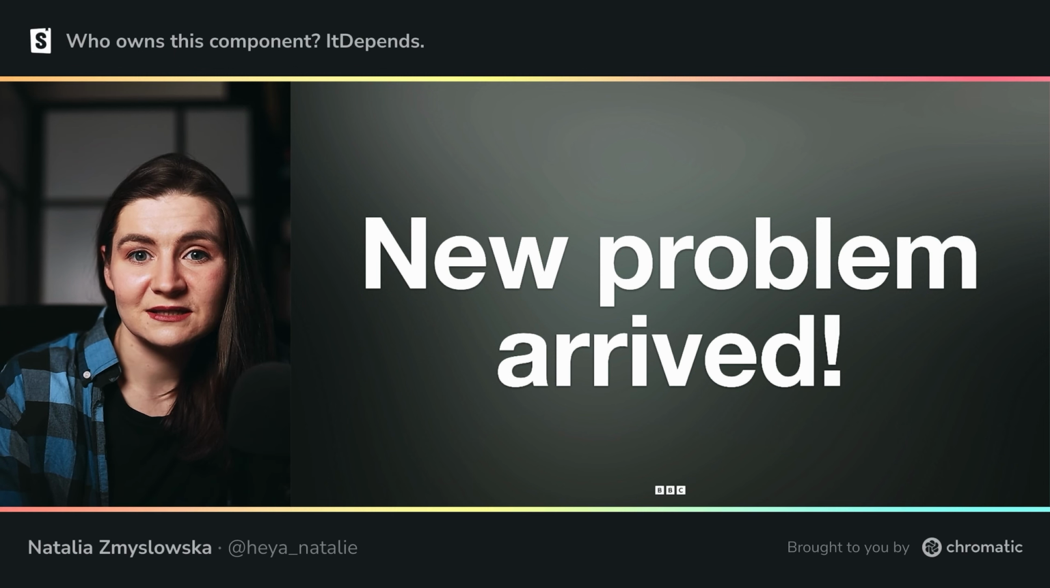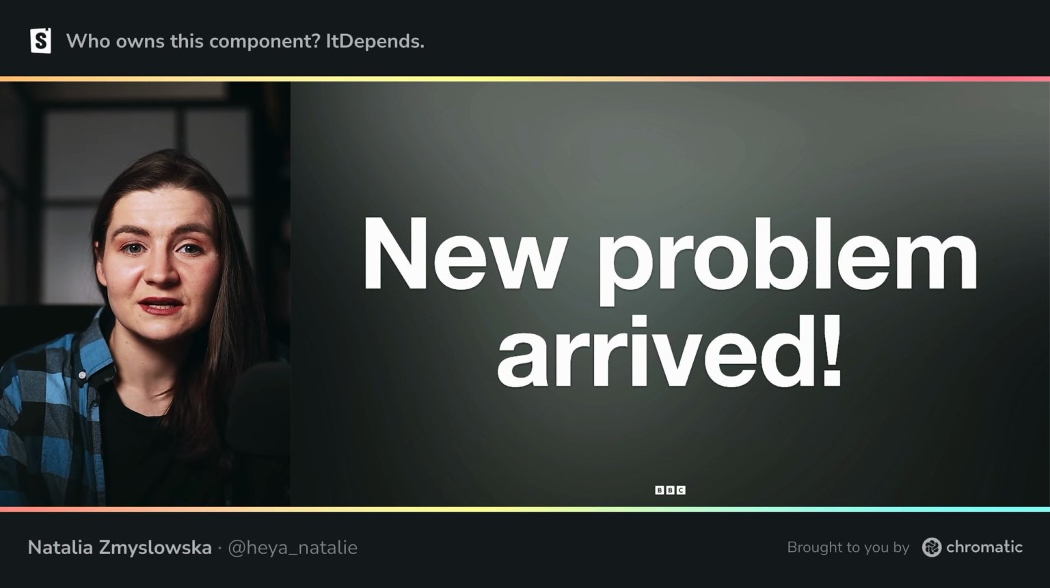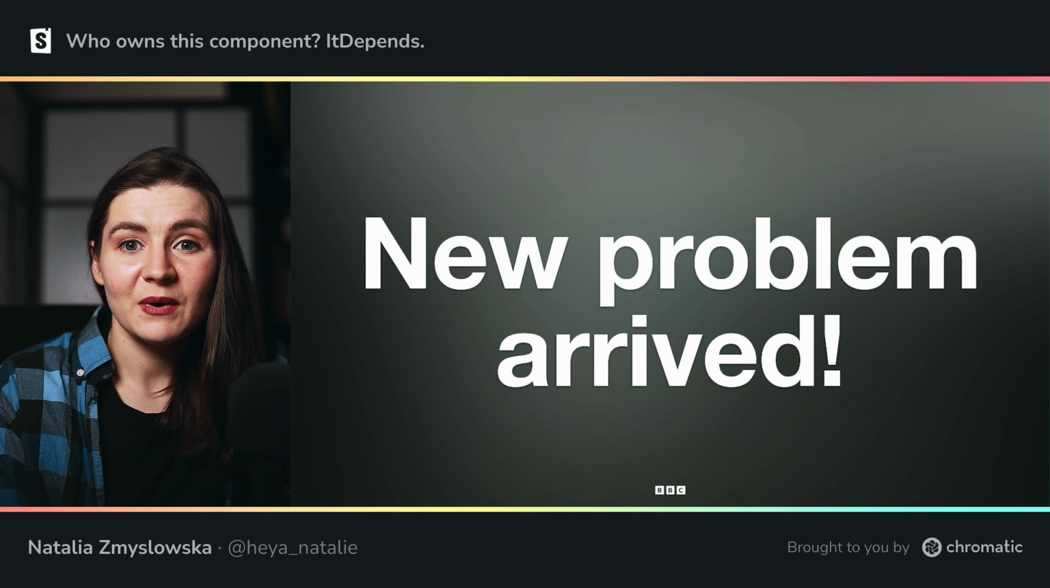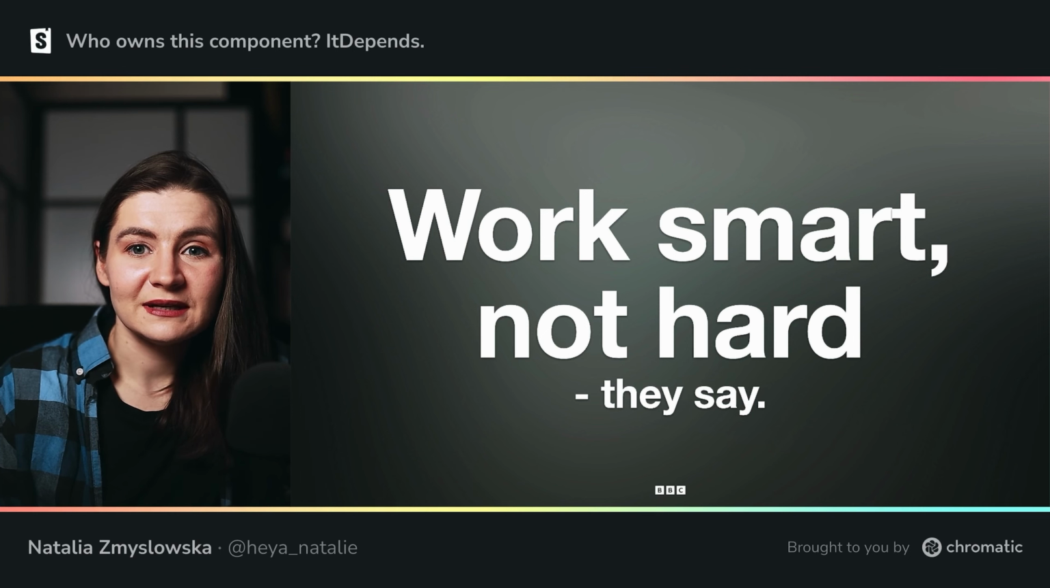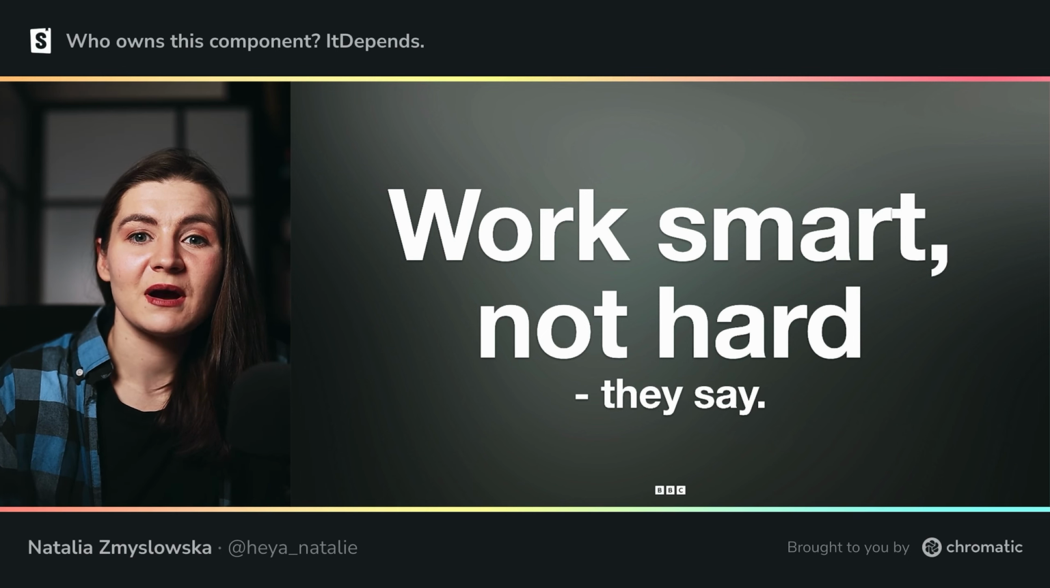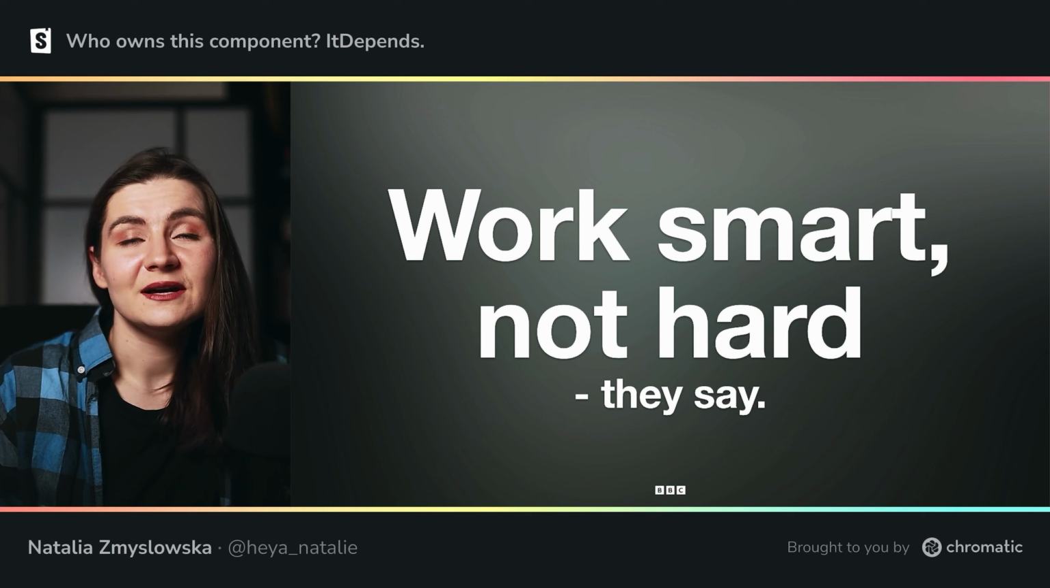On top of that, new components are added and used in new ways by different teams, so that data would change regularly. This would be really difficult to maintain over time. We didn't want to manually create and maintain the data for the theme pages. Work smart and not hard, as they say. We wanted automation. This problem led us to building on some custom functionality called ItDepends.